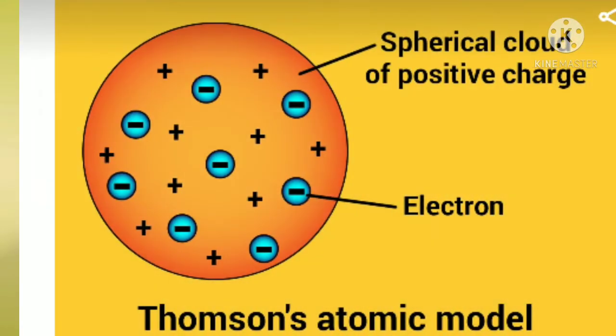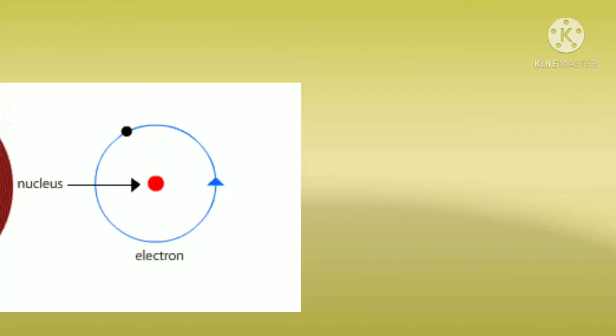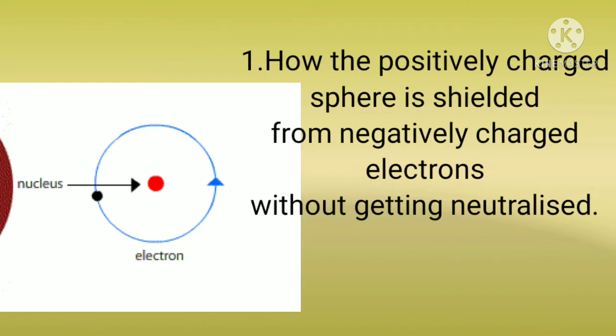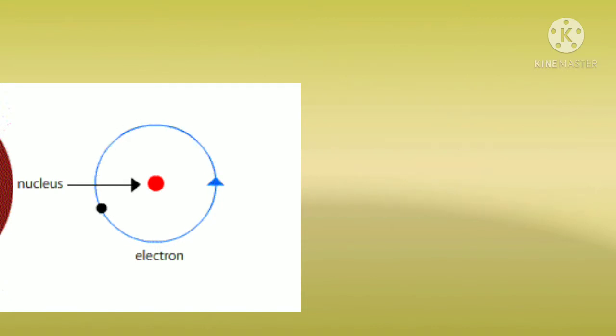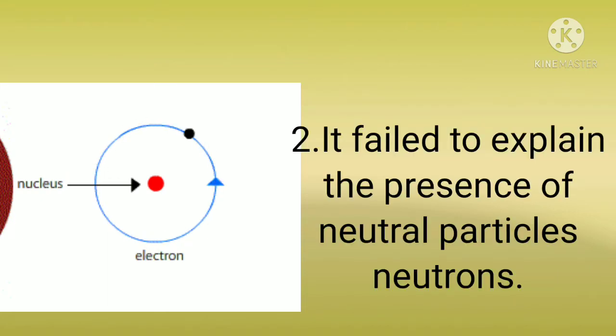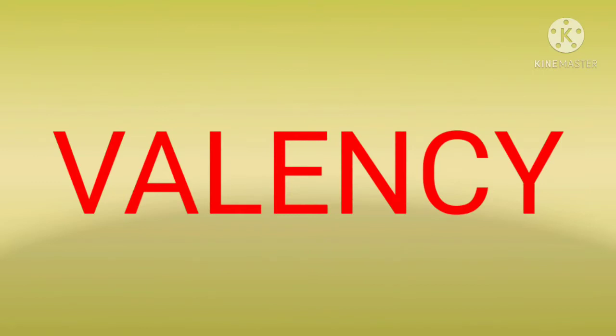Thomson's atom model could successfully explain the electrical neutrality of the atom, but it failed to explain the following. First, it failed to explain how the positively charged sphere is shielded from the negatively charged electrons without getting neutralized. Second, this theory explains only protons and electrons and failed to explain the presence of neutral particles, neutrons. Now we start our next heading, valency.